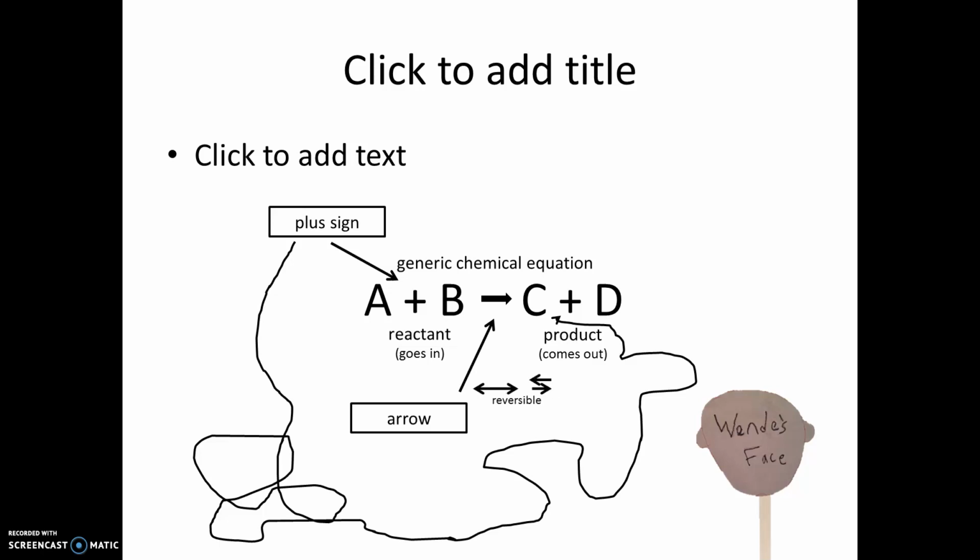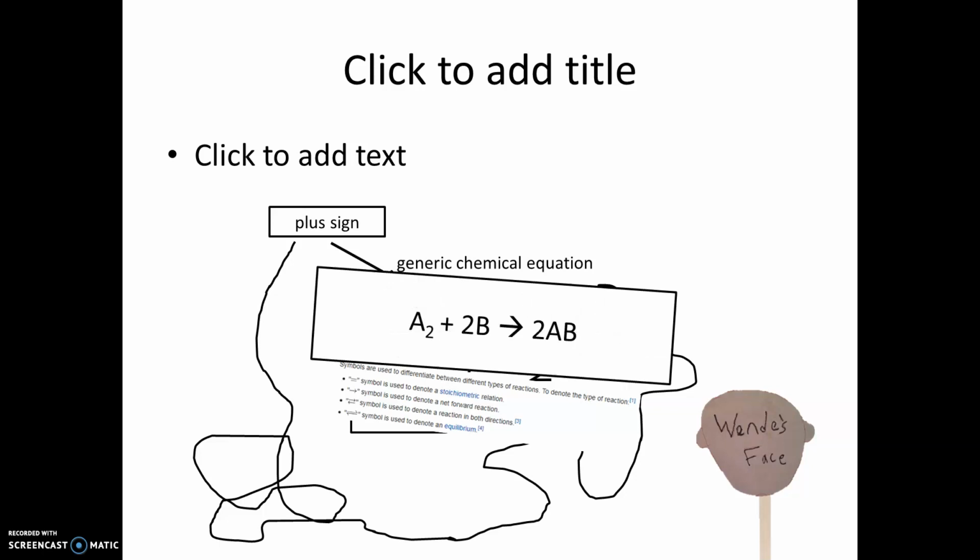Sometimes the arrow looks like this or this. That means that the chemical reaction is reversible. There's also a few more things like these. Anyway, here's another generic chemical equation.